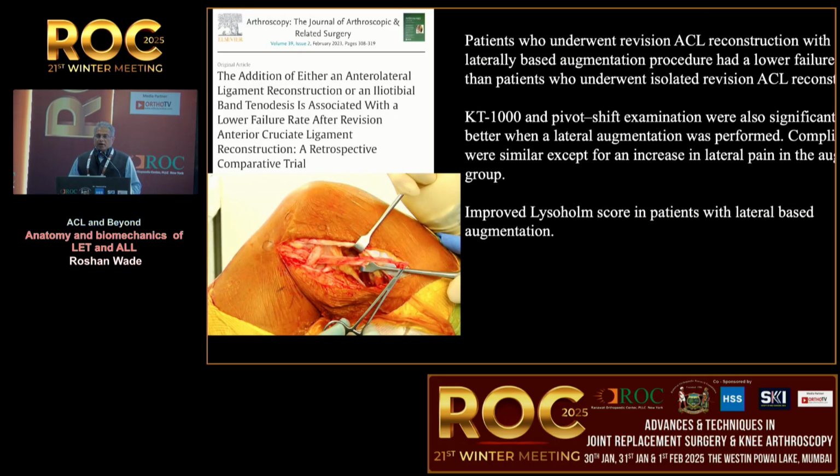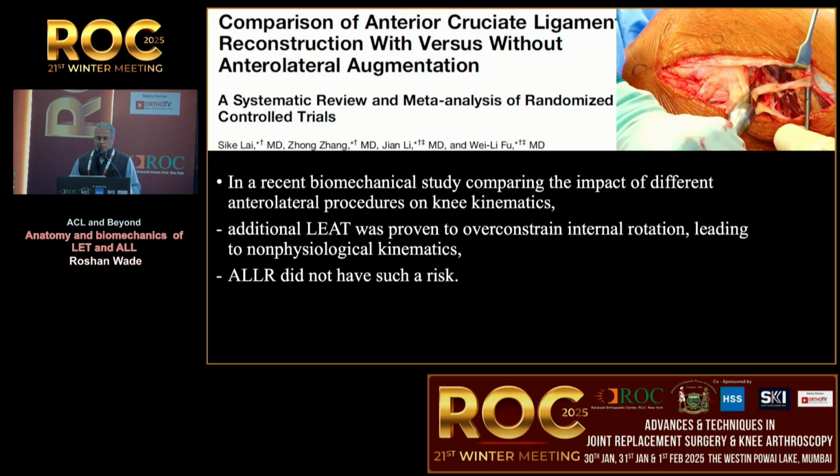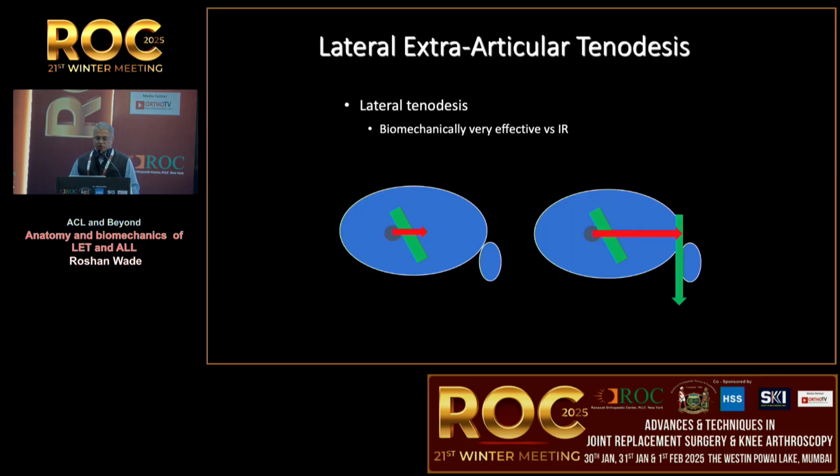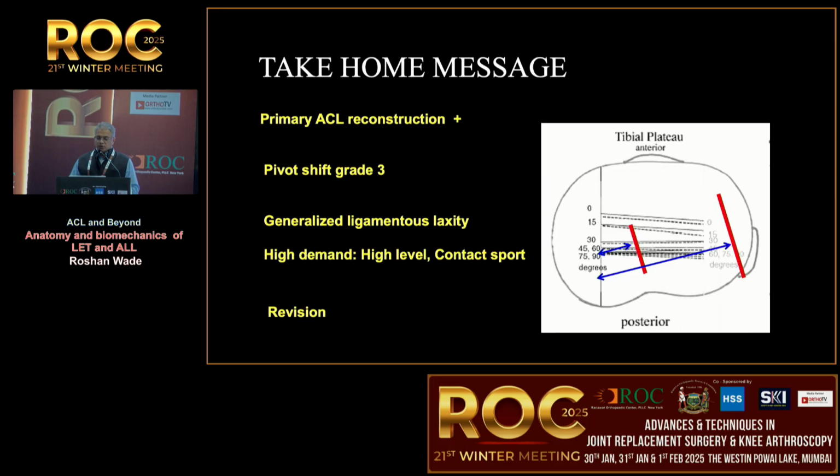In short, the anterolateral ligament needs to be reconstructed so as to improve the biology and the anatomy of your ACL, because the U shape and the fan shape structure of the ALL will add to the stability of the knee joint. Lateral extraarticular tenodesis's basic function is that it shifts your center of rotation on the lateral side with more tightening. So take home: remember that whenever you have a pivot shift which is grade 3, always add the ALL or the lateral extraarticular tenodesis. Generalized ligamentous laxity needs to be taken care of with this. For a high demand athlete, whenever you want the patient to go back immediately to contact sports, and in any revision scenario, please add lateral extraarticular tenodesis. Thank you.